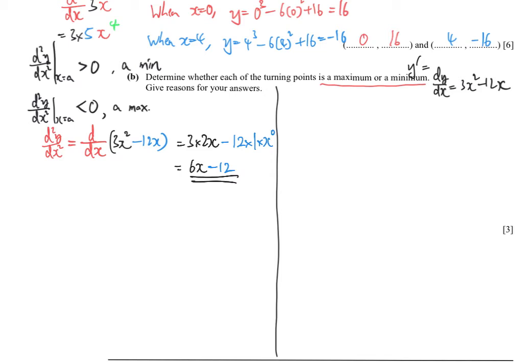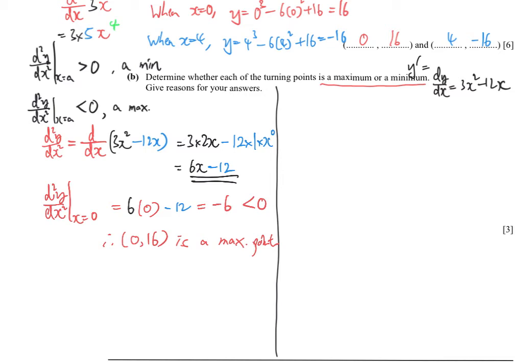So we just substitute. When x is equal to 0, this will become 6 times 0 minus 12. So we'll get negative 6, right? So it is less than 0. So we can conclude that the point (0, 16) is a maximum point.